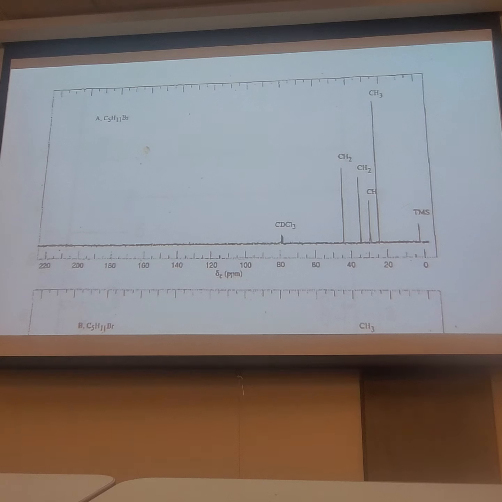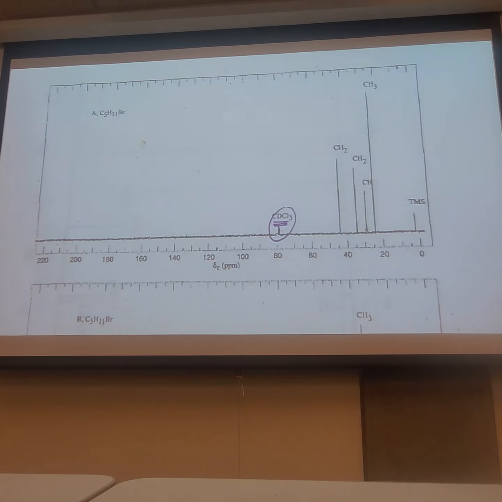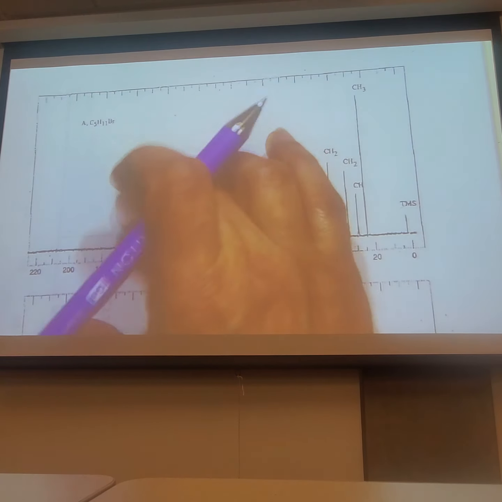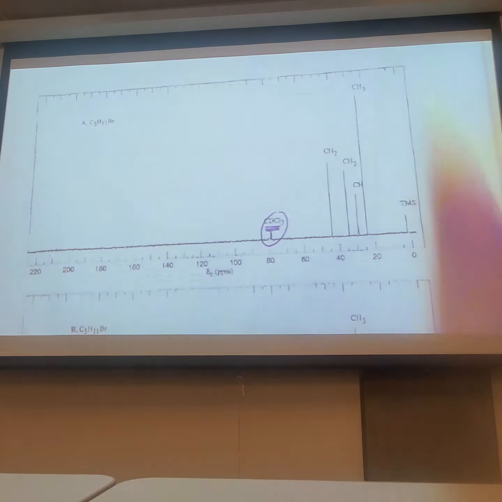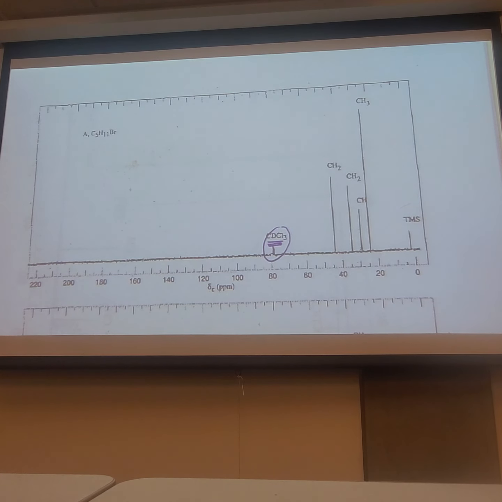Okay, so no pi bond, no ring. Now let's look at the signals. Oh, by the way, please notice that is CDCl3. What is CDCl3? Deuterated chloroform. What is it being used as? For what purpose? The solvent. It's just a solvent. That's not part of your compound.